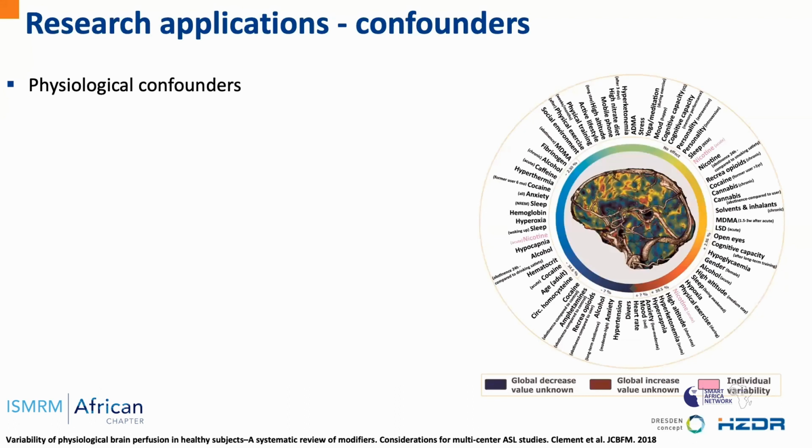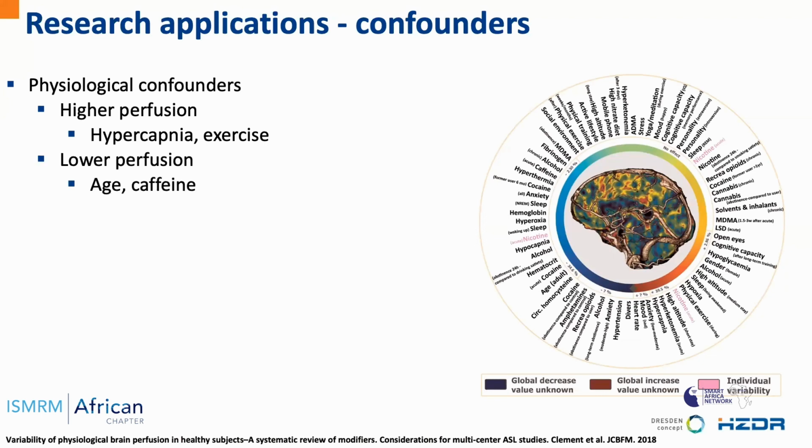Back to the physiological confounders, there are many things that can make perfusion higher. They're all listed in this nice review paper. So, for example, hypercapnia or exercise increases perfusion, but there are also many things that decrease perfusion. For example, age of the participant or intake of caffeine. There are also things that confound the measurement itself. For example, the hematocrit level that will not alter the perfusion itself, but its ASL measurement.